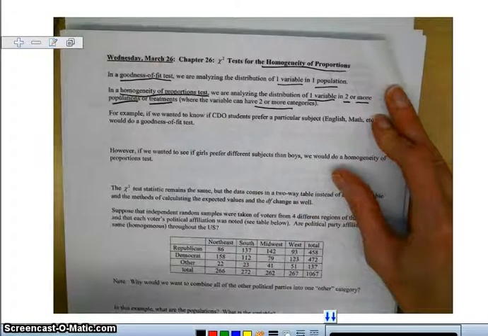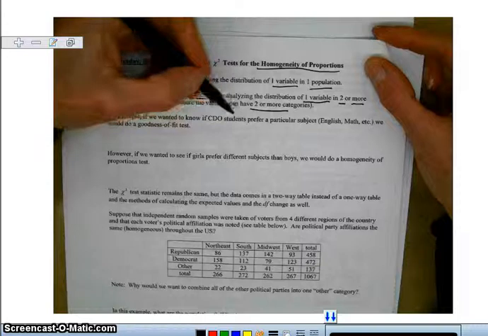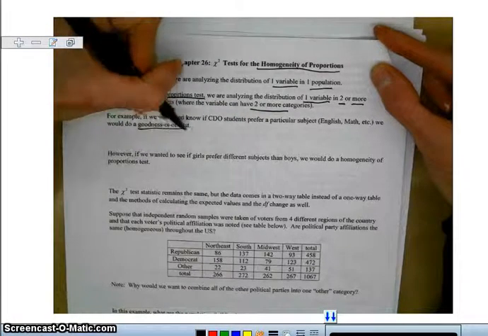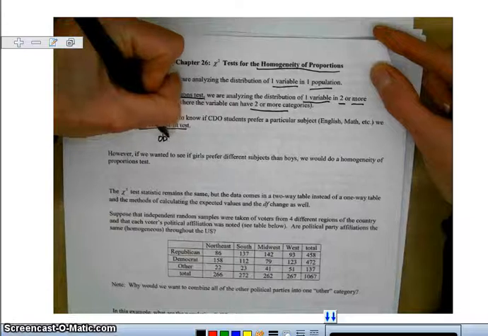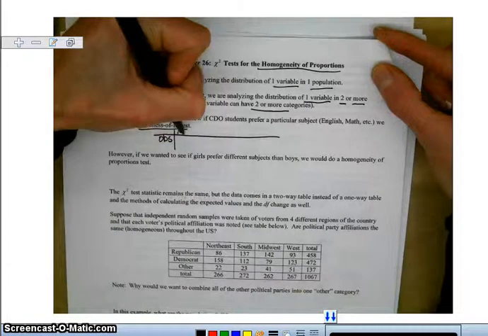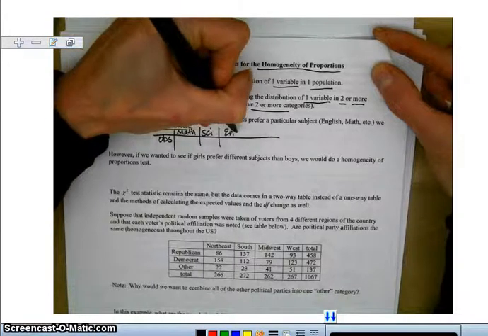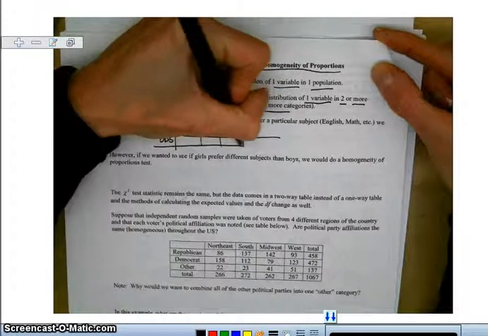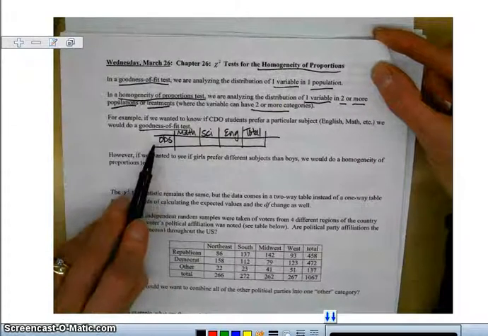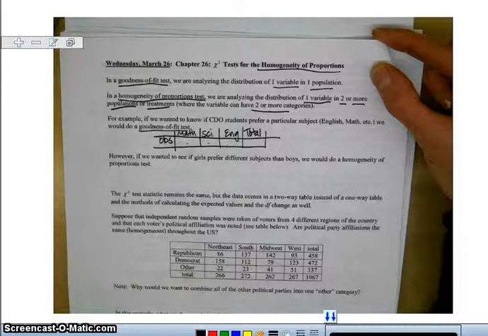So just to compare the two, for example, if I wanted to know if East High students prefer a particular subject, math, etc., we would do a goodness of fit test. I would go around and get a bunch of observed values for the different subjects: math, science, and English. I'd have a total, and one observation under each one. That would be a goodness of fit test.